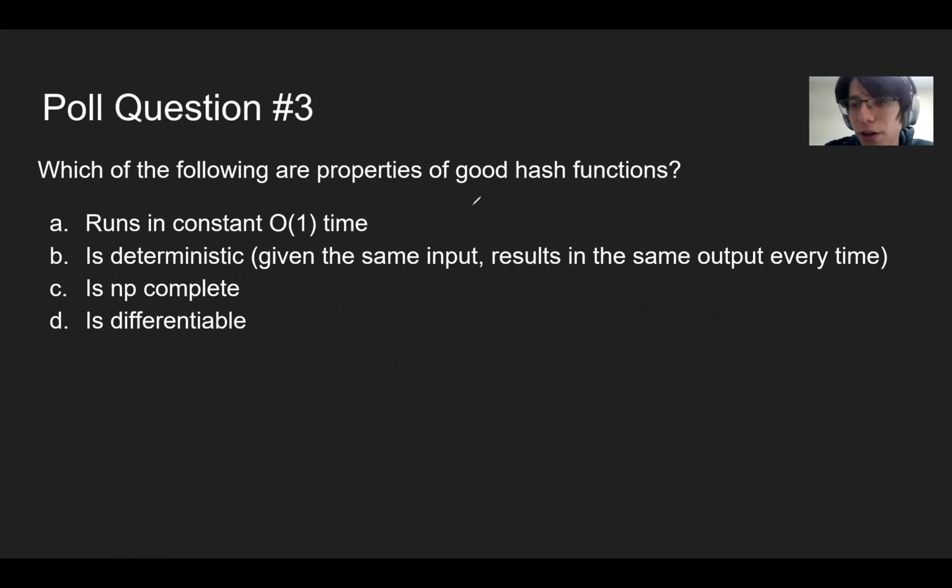So a good hash function will absolutely run in constant time. That's a property of hash functions that should always be true, right? It should always run in constant time. And given the same input, it gives the same output every time. This is also absolutely true, because what happens if this isn't true? Let's just consider what would happen.